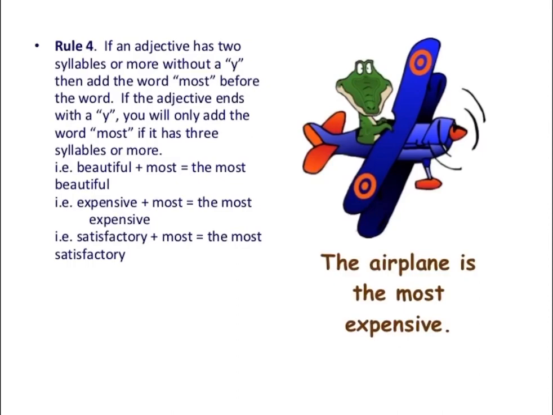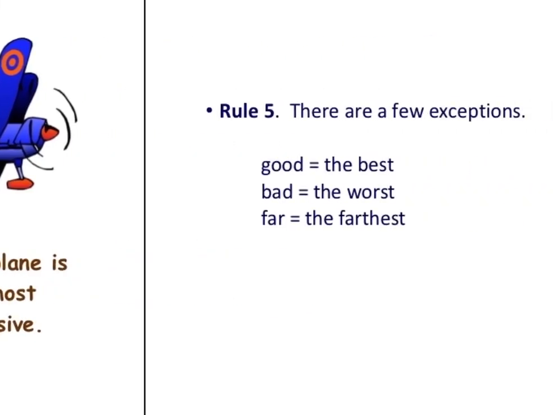Rule 4. If an adjective has 2 syllables or more without a Y, then add the word most before the word. If an adjective ends with a Y, you will only add the word most if it has 3 syllables or more. Beautiful plus most, the most beautiful. Expensive plus most, the most expensive. Satisfactory plus most, the most satisfactory. The airplane is the most expensive.